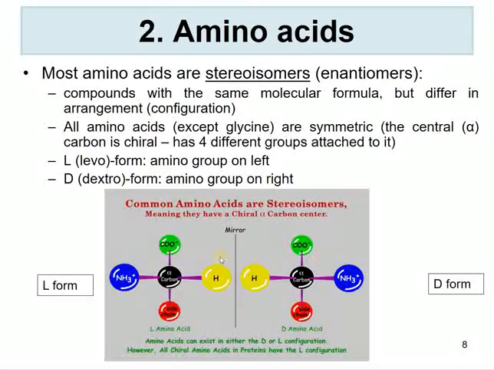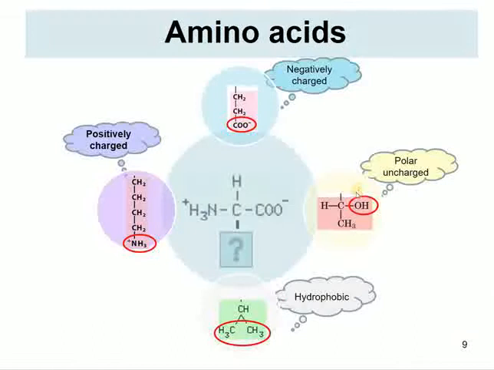Okay, we'll talk about the example in the next slides as we go on. But yes, glycine has a hydrogen as a side chain. That is why it's called achiral. Okay, so classification of these amino acids.